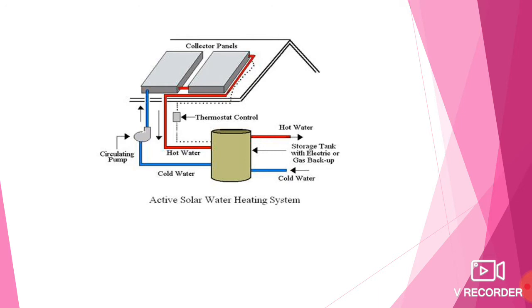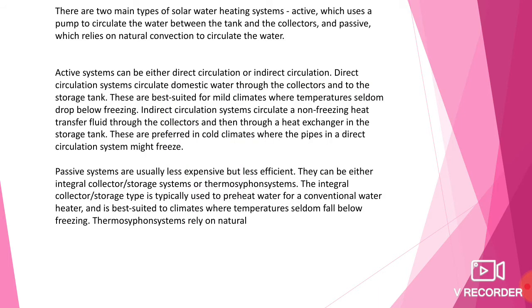So in this particular active solar water heating, they use either direct circulation or indirect circulation. Direct circulation systems circulate domestic water through the collector and to the storage tank. These are best suited for mild climates where temperatures seldom drop below freezing.